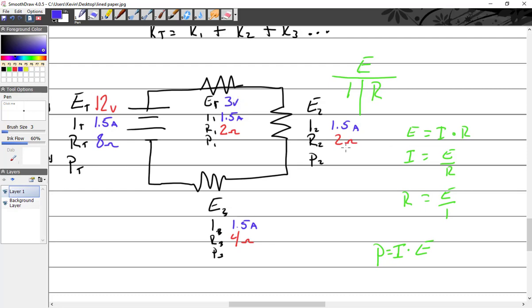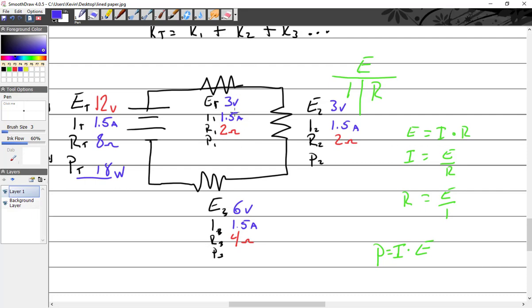Volts. And 2 times 1.5 is still 3 volts. And 4 times 1.5 would be 6 volts. Easy enough? Now, if you want to solve for P, what's the answer? I times E. So 12 times 1.5? 18? Don't lie to me. 18 what? That's watts. Watts, okay.